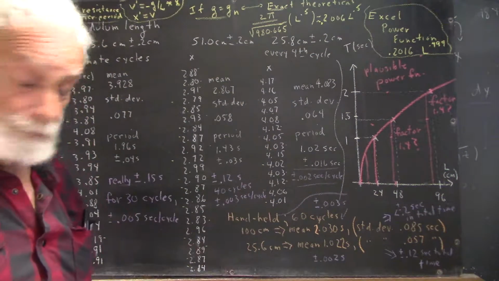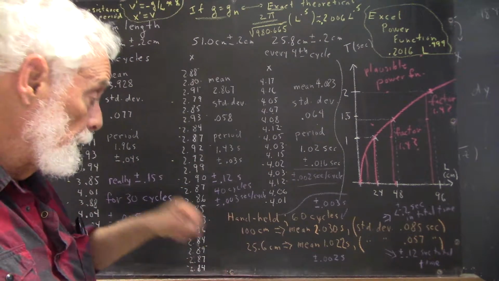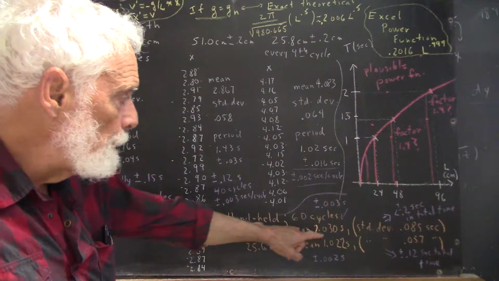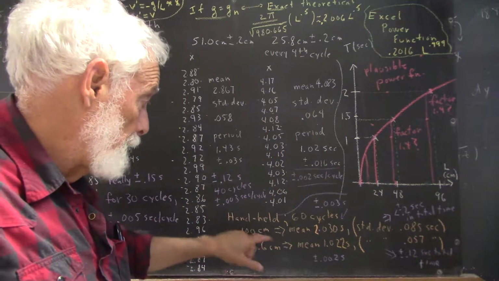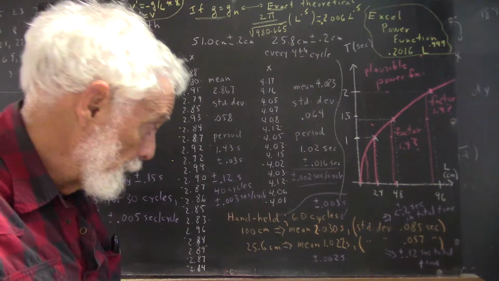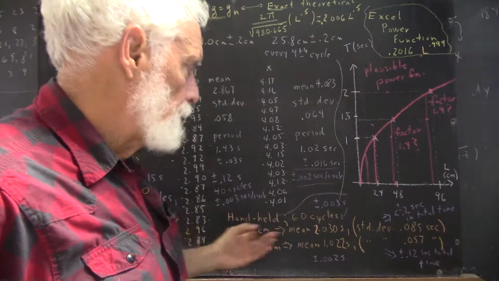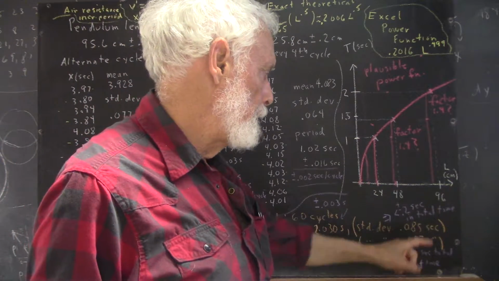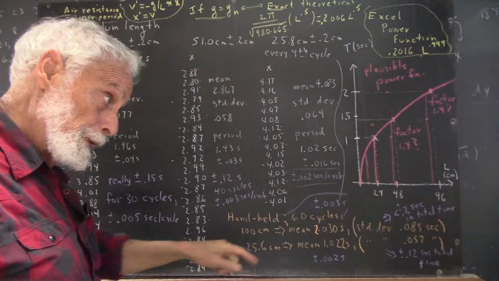Now with the handheld pendulum, I measured 60 cycles of a 100 centimeter pendulum and 60 cycles of a 25.6 centimeter pendulum. I got a mean of 2.030 seconds for 60 sequentially timed cycles of the 100 centimeter pendulum and 1.022 seconds for 60 cycles of the 25.6 centimeter pendulum. The standard deviation of the individual times for the cycles was 0.085 seconds for the 100 centimeter pendulum and 0.057 seconds for the 25.6 centimeter pendulum.